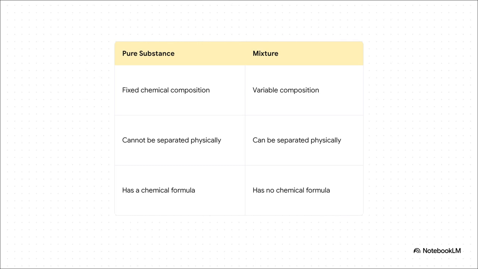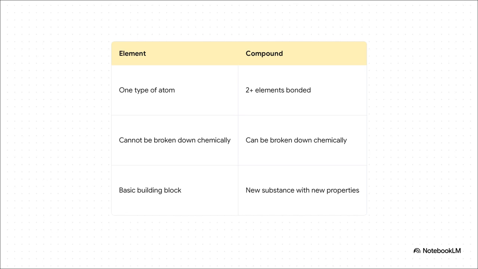A pure substance like pure water or pure sugar has a fixed chemical recipe. It is what it is. A mixture, on the other hand, is just a physical jumble of different things, like salt water or the air. You can separate a mixture physically, boil the water away to get the salt back, but you can't do that with a pure substance.